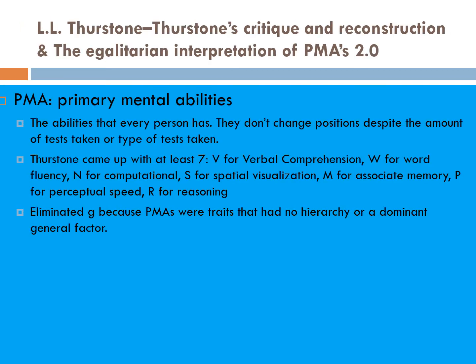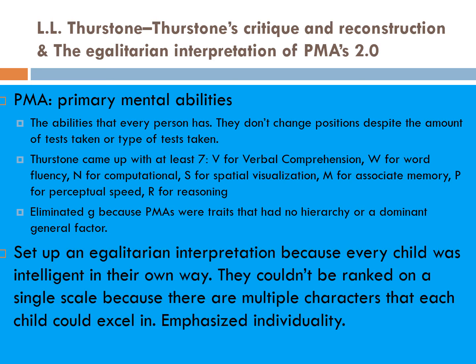He defined these as PMAs, or primary mental abilities, the abilities that every person has. They don't change positions despite the amount or types of tests taken. Thurstone came up with at least seven: V for verbal comprehension, W for word fluency, N for computational, S for spatial, M for associative memory, P for perceptual speed, and R for reasoning. He eliminated g because PMAs were traits that had no hierarchy or dominant general factor.